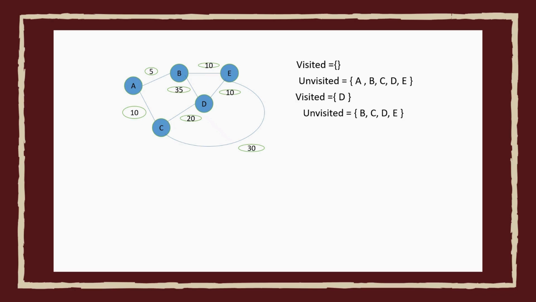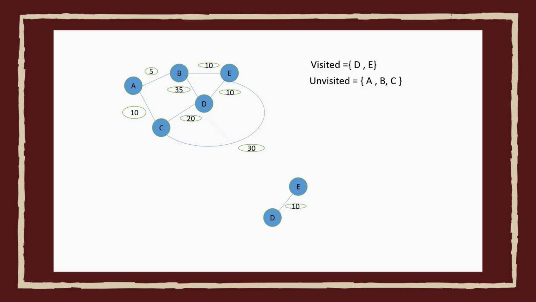Next step. Now, we look at the paths and edges that start from node D. Among these paths, the one with the minimum cost is the edge from D to E, which has a cost of 10. So, we choose node E as the next node to visit. We now mark E as visited. Remove E from the unvisited set. Add E to the visited set.